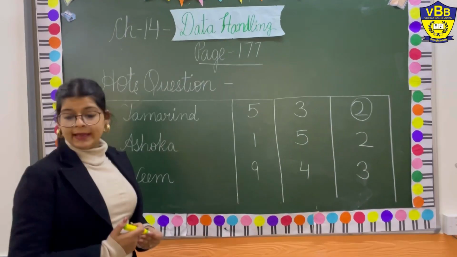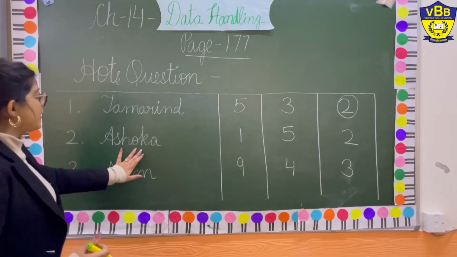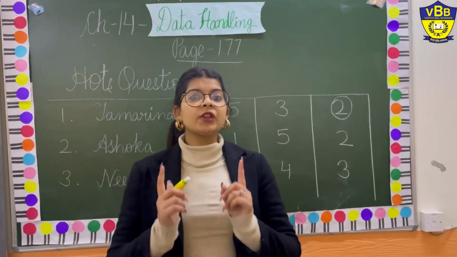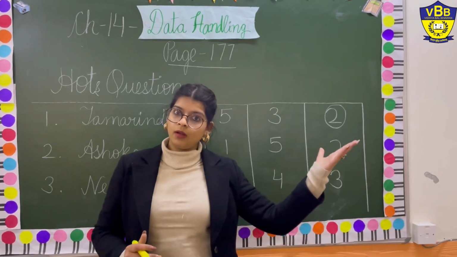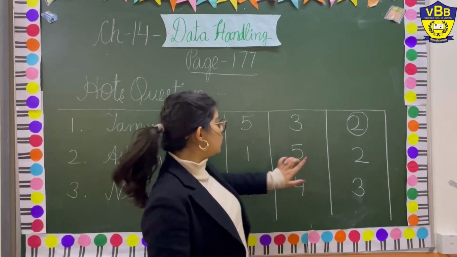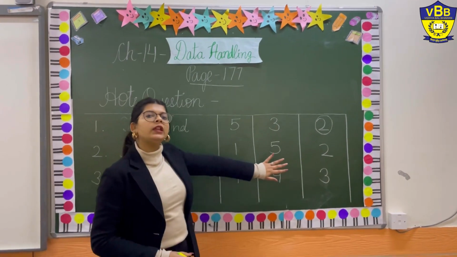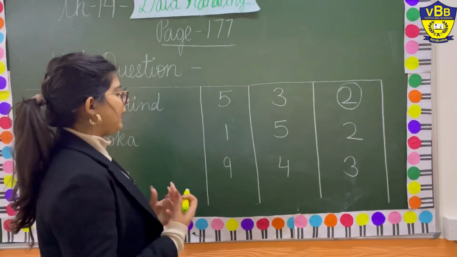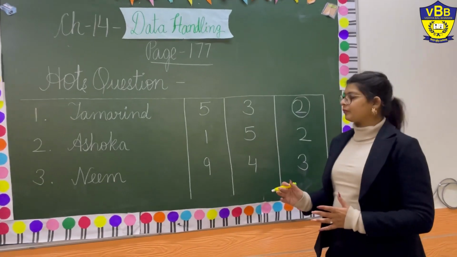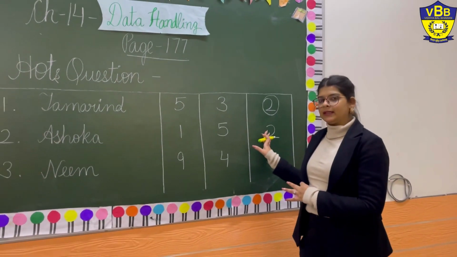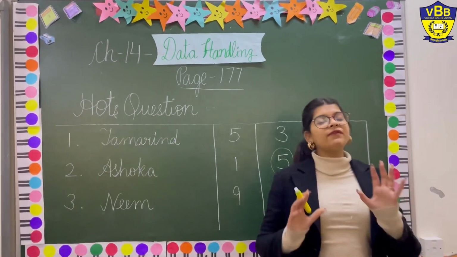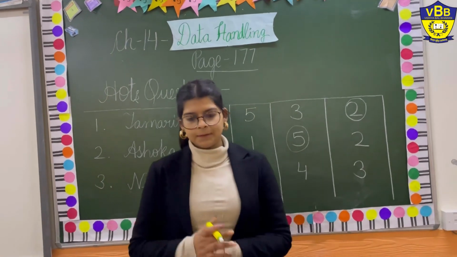Your next question is, how many Ashoka trees are there? If you remember, we read in the question that Ashoka trees were more. There are 3 numbers given to you, 1, 5 and 2. You need to tell me which is the biggest number. Yes, 5. So Ashoka trees were 5 in number in the park.